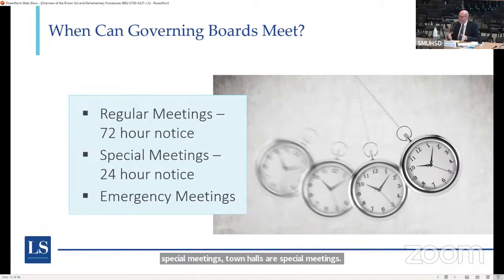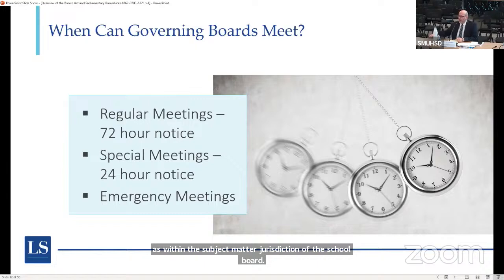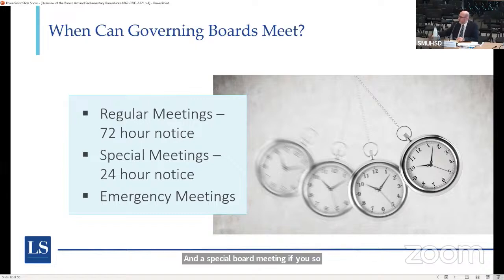They all fall within that special meeting requirement. And that's 24-hour notice. And the biggest difference between regular meetings and special meetings is the public comment part, which we'll talk about a little bit. The bottom line is that at a regular board meeting, people can speak on whatever they want as long as it's within the subject matter jurisdiction of the school board. At a special board meeting, if you so choose, you can limit comment only to what was on the agenda for that meeting. Makes a huge difference.